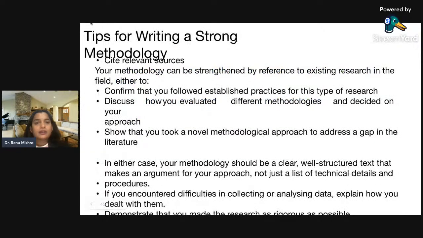All right. Now, how can you actually write a strong methodology? First and very clear point is you need to have relevant sources, because, like I said, you need to justify the research methodology. So you may get the justification from different reference sources. These reference sources should be quoted. Then your methodology will be strong when you justify it.